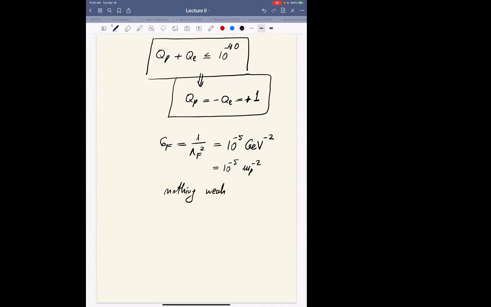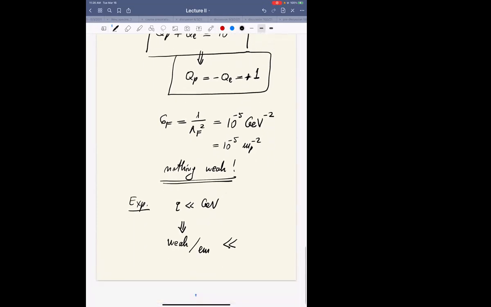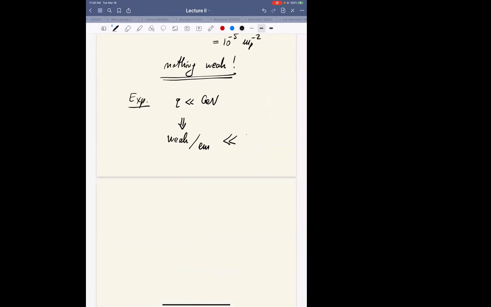This is very important. I know that you probably know this. Nothing weak here. The reason it's called weak is that the experiments at the time were done at momenta much smaller than GeV. They were still doing MeV basically. It will grow with time, but much smaller than GeV. In other words, weak over electromagnetic becomes this extraordinarily small number of order 10 to the minus 5 or smaller. This is why I'm allowed to call it a weak interaction.